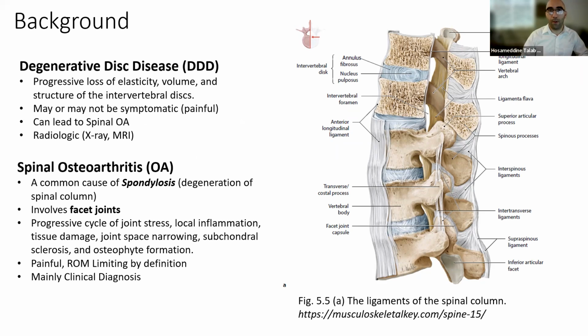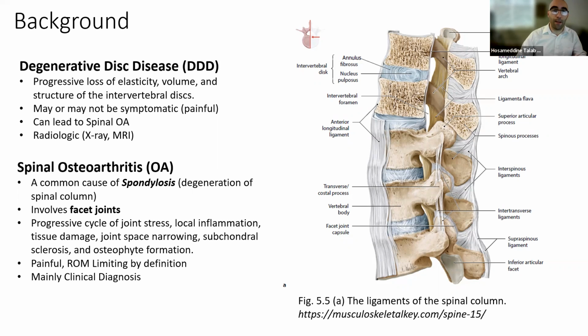A little background: there are common terms that describe osteoarthritis. A lot of times people think that degenerative disc disease and spinal osteoarthritis are the same thing, and I think it's important to realize that they're not. Degenerative disc disease is mainly talking about the intervertebral discs and a progressive loss of elasticity and volume in the disc itself. This causes narrowing of the intervertebral spaces, and it is mainly a radiologic diagnosis. It may or may not be symptomatic. In fact, in most cases, it's not symptomatic. Nevertheless, this is degenerative disc disease.